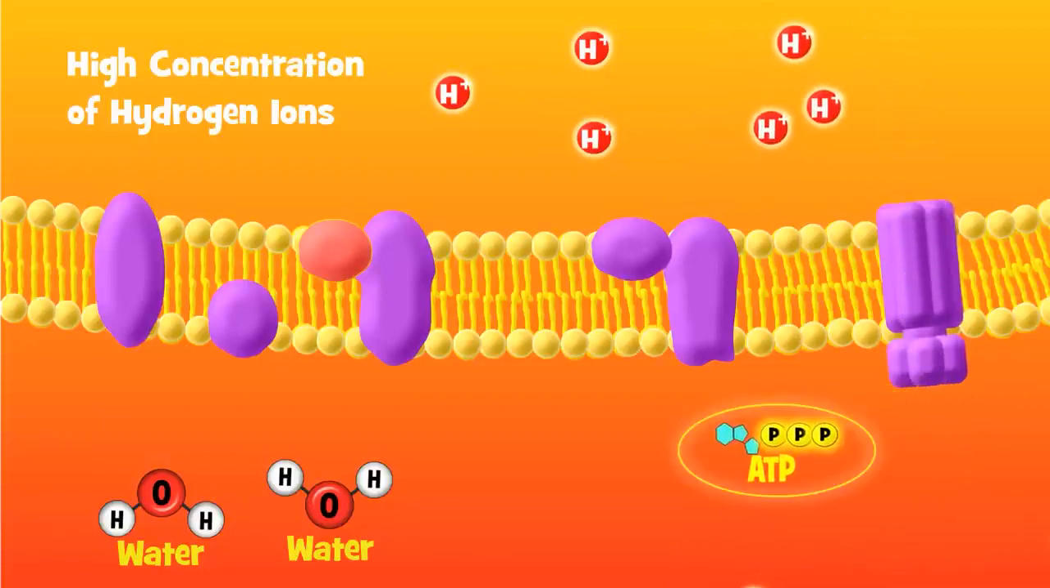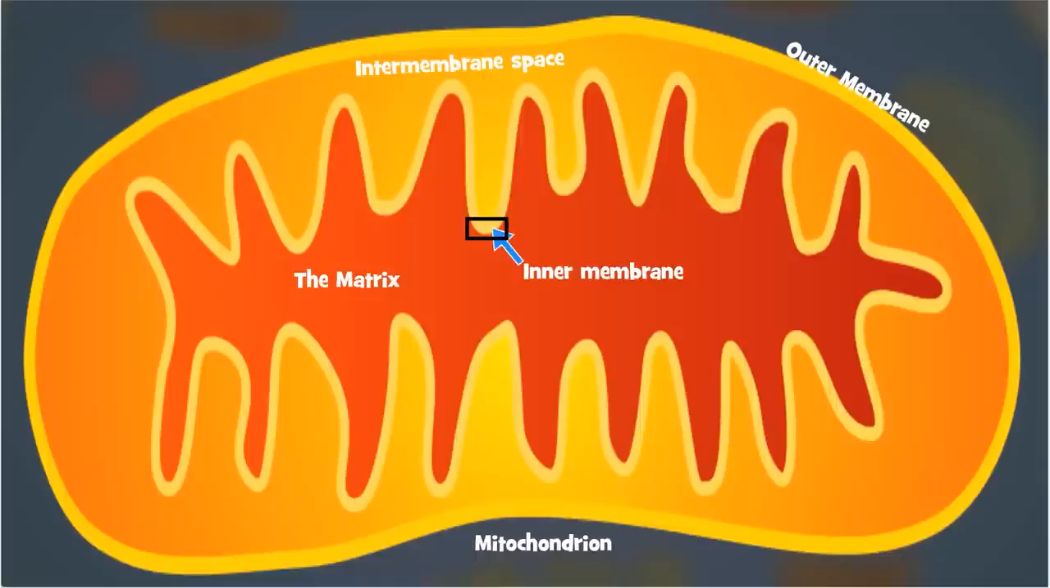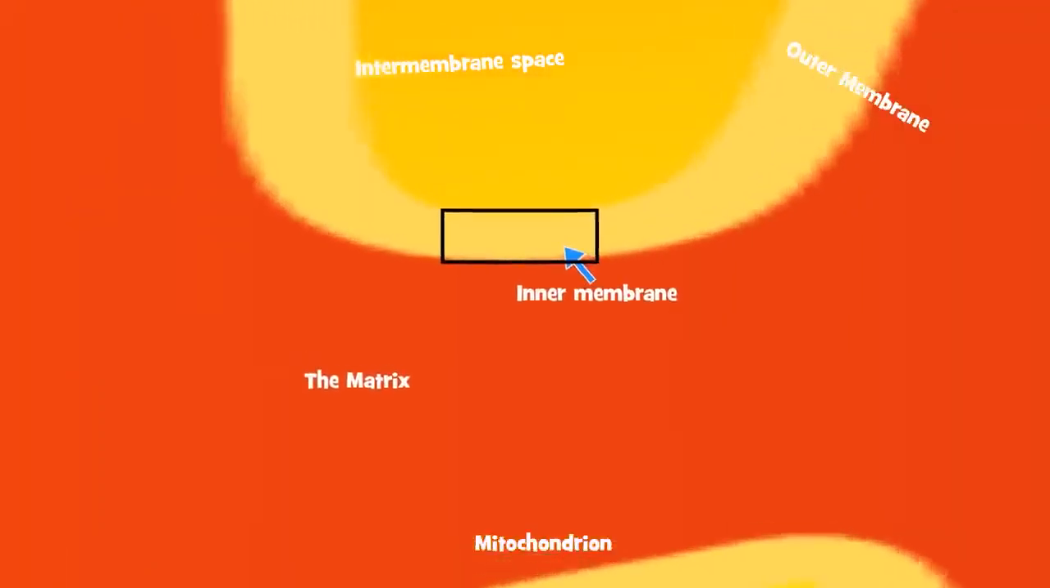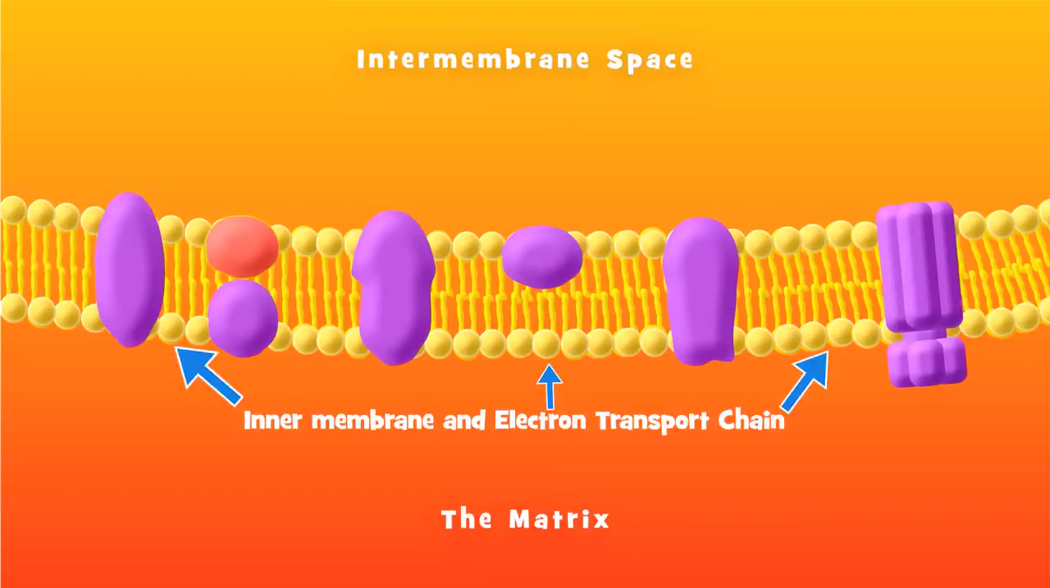The electron transport chain is actually a series of proteins and other molecules embedded in the inner membrane of the mitochondrion. These molecules transport electrons, hence the name. Let's zoom in on this inner membrane to see the electron transport chain in more detail.